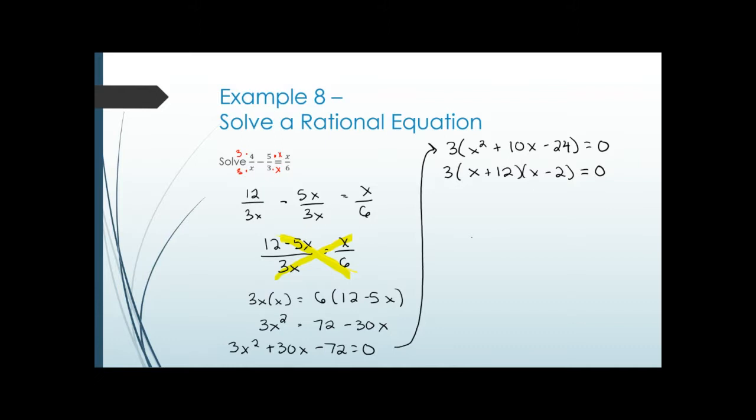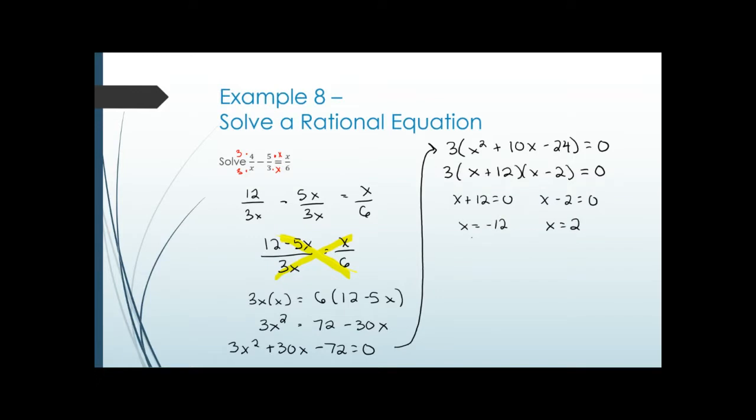So now we're going to set each factor equal to 0. And I don't have to worry about the 3, because 3 equals 0 just doesn't mean anything. So I have x plus 12 equal to 0, x minus 2 equal to 0. So this gives me x is equal to negative 12 and x is equal to 2.